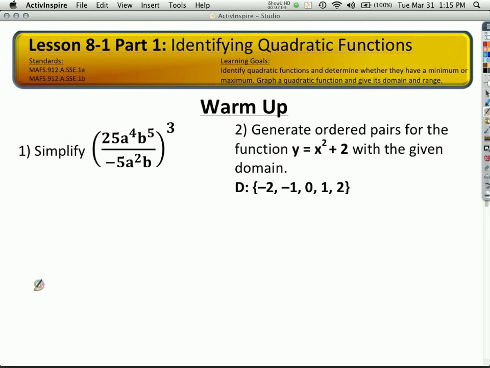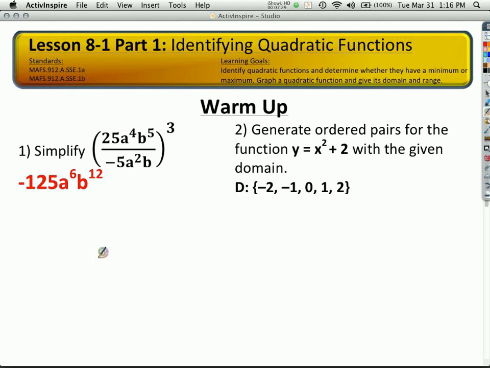So the correct answer is one of those. -125 a to the 6 b to the 12th. That's pretty impressive. It's the first person I've called on in all 3 of my classes that has gotten that question right, so that's pretty impressive. Let's go on to number 2, and we're going to talk about number 1 in a moment. Number 2, I'm just going to reveal the answers.